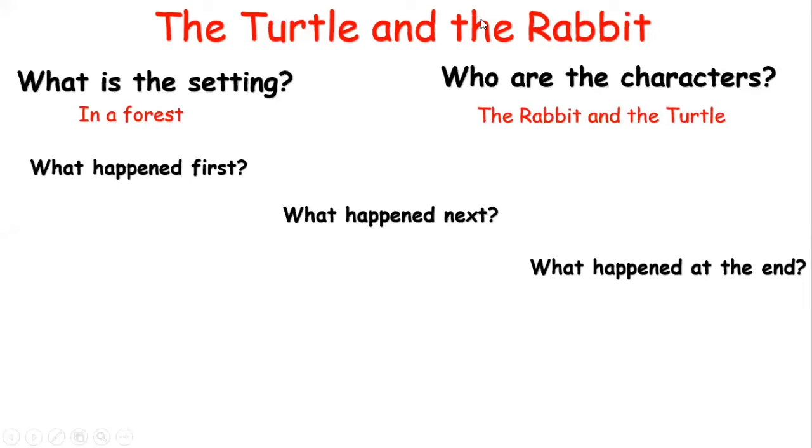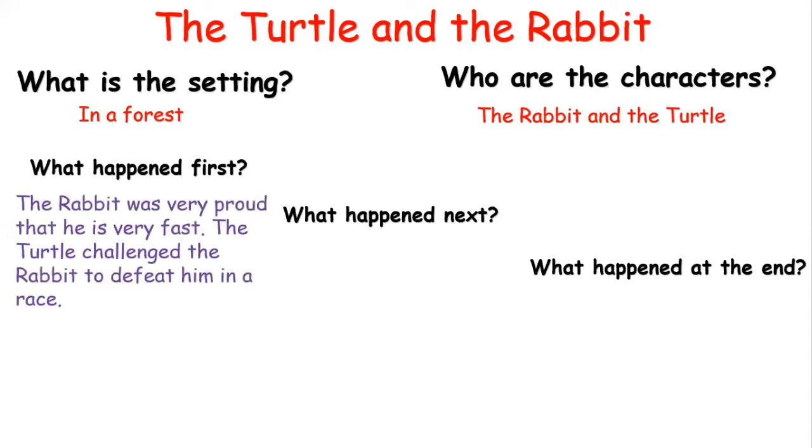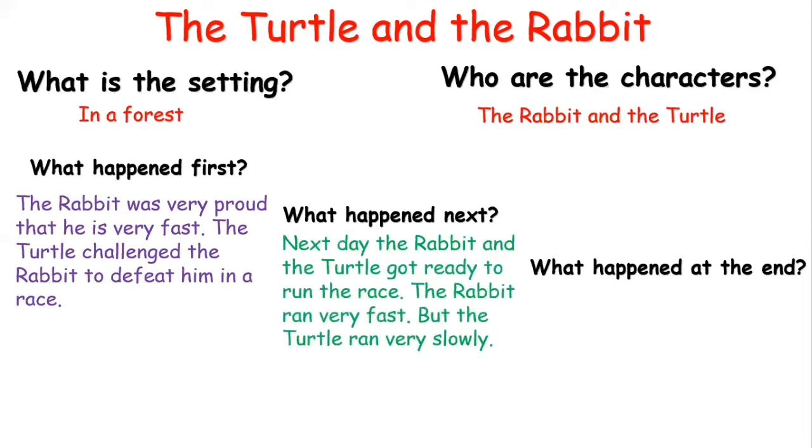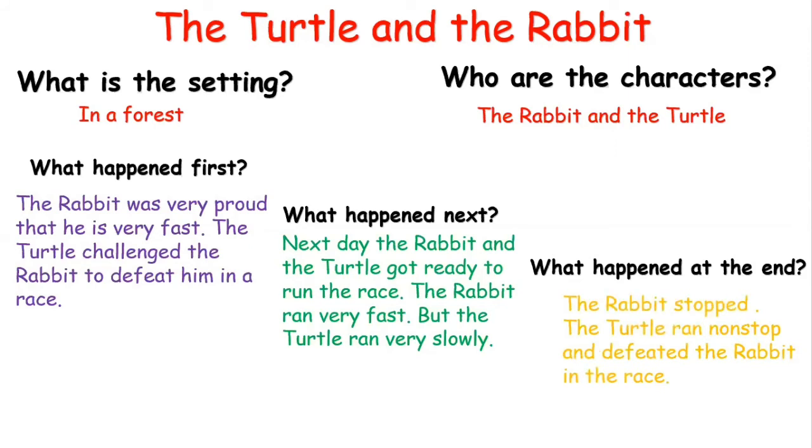Excellent. Now, let's write here the events in order. What happened first, then what happened next, and finally what happened at the end. What happened first? The rabbit was very proud that he is very fast, right? The turtle challenged the rabbit to defeat him in a race. What happened next? Next day, the rabbit and the turtle got ready to run the race. The rabbit ran very fast, but the turtle ran very slowly. What happened at the end? The rabbit stopped, the turtle ran non-stop and defeated the rabbit in the race.